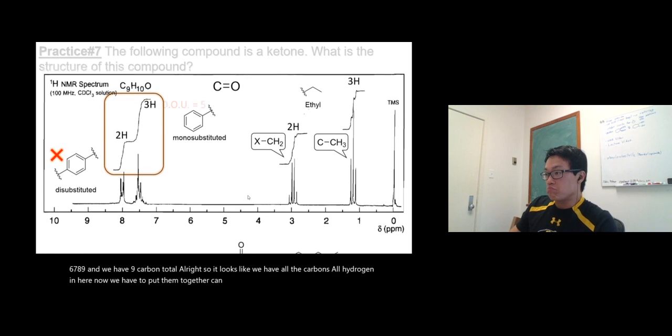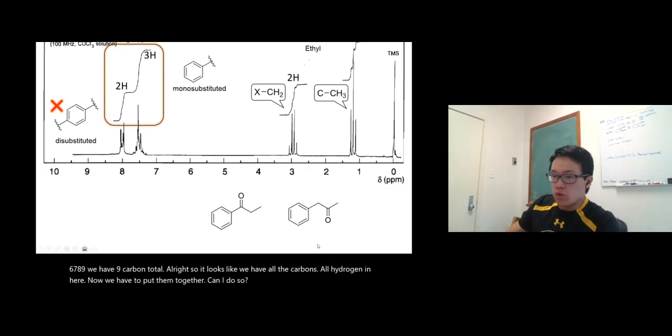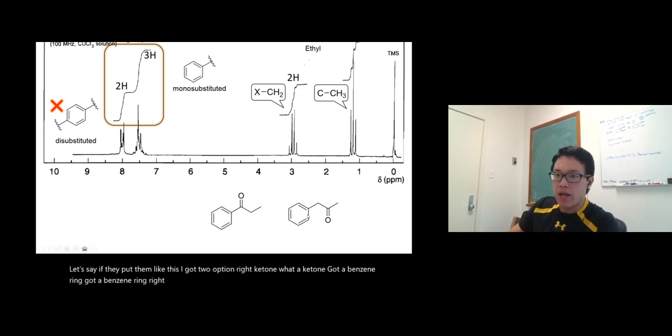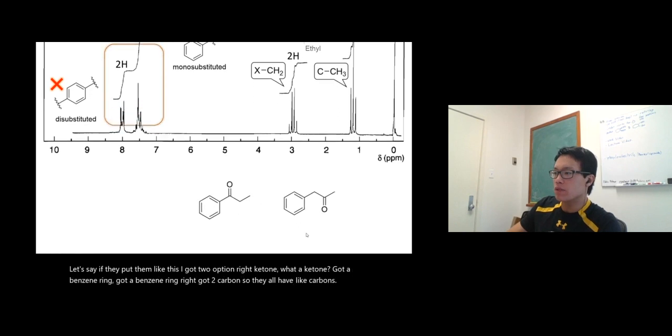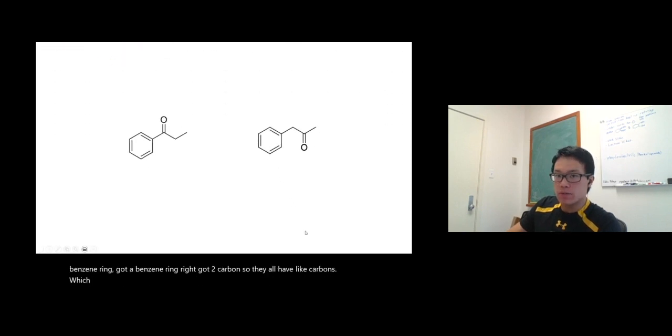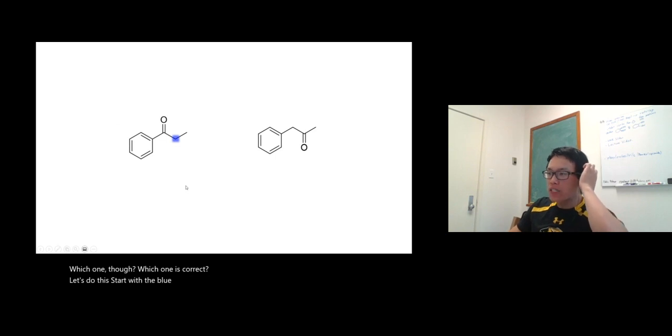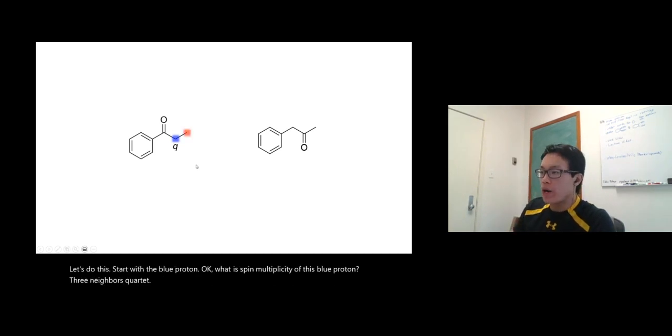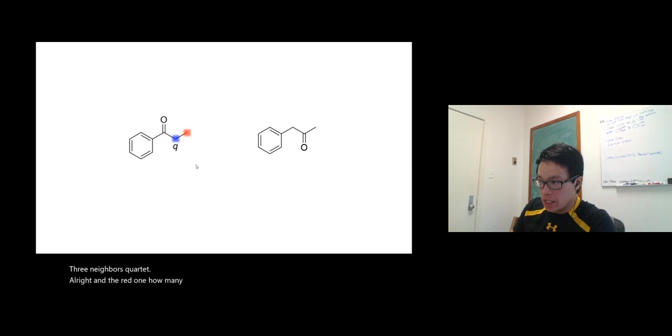Can I do so? Let's say if I put them like this, I have two options. Both are ketones, both have a benzene ring, and both have two carbons, so they all have 9 carbons. Now, which one is correct? Well, let's do this. Start with the blue proton. What is the spin multiplicity of this blue proton? 3 neighbors, a quartet. All right, and the red one, how many neighbors? What's the spin multiplicity? 2 neighbors, a triplet. That quartet and triplet, that's what we saw.